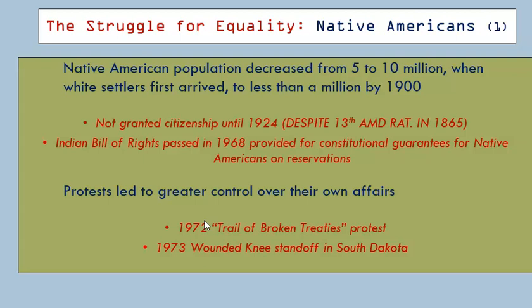So the 1973 Wounded Knee Standoff was a year after the Trail of Broken Treaties. It was a little bit longer than the week-long occupancy at the Capitol. I want to say it was around 70 days or so. And unfortunately, it didn't end up with as many concessions as the first one did. But it gained the attention of the media and the American public. And the American public began to sympathize with some of the injustices that they had seen against the Native Americans. So you had that result from the Wounded Knee Standoff.